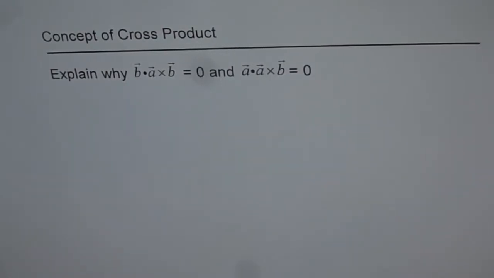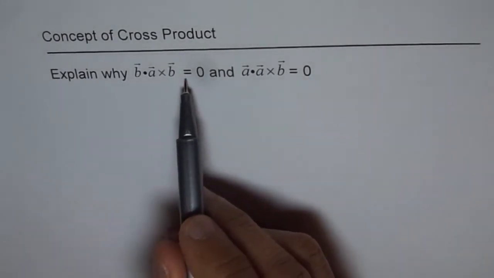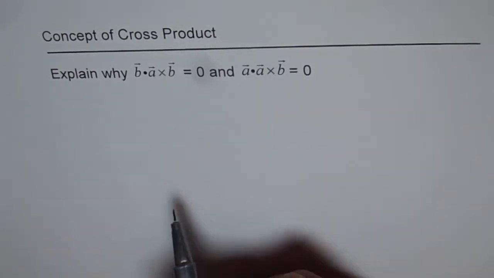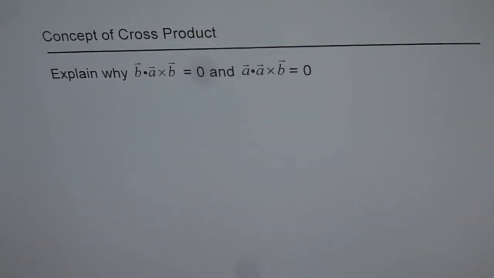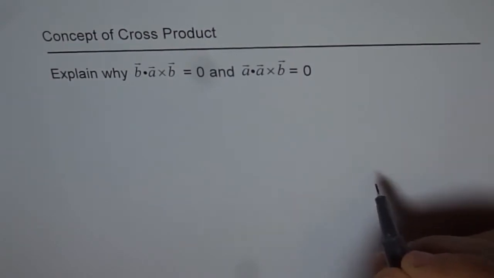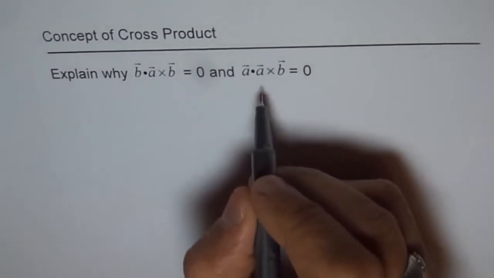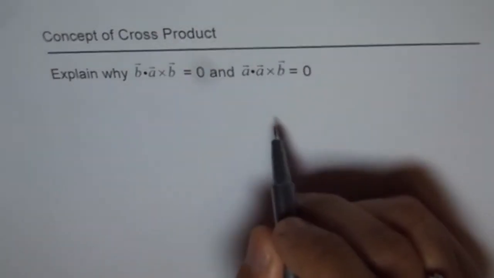Concept of cross product. Explain why b dot a cross b equals 0 and a dot a cross b is also equal to 0. So let's explore that, right? We had been talking about a cross b, and now we know that a cross b actually results in a vector which is normal to both a and b, right?